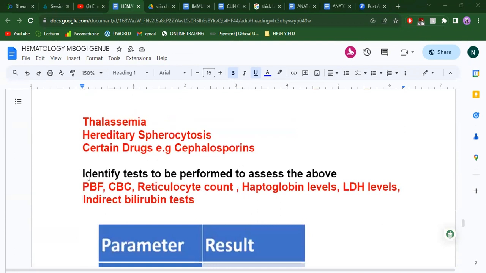Identify the test to be performed. So PBF, CBC, retic count, haptoglobin levels, LDH levels, indirect bilirubin tests. Okay, if they say hematological, don't mention this. Start with these ones. PBF, CBC, retic, haptoglobin. And LDH.